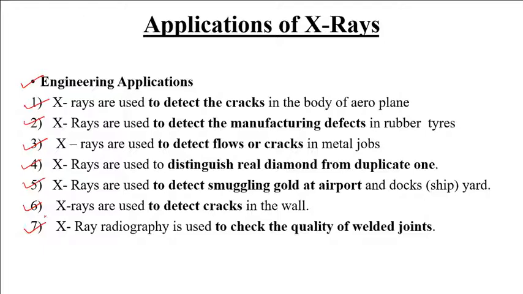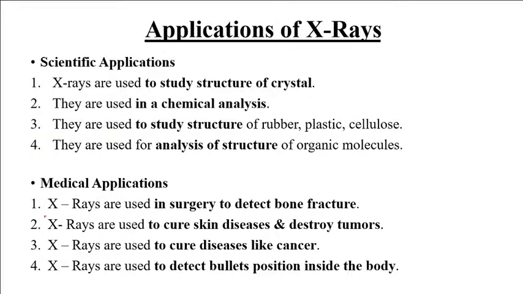Getting it? So it is very important regarding exam. Next is scientific application. X-rays are used to study the structure of crystal. They are used in chemical analysis. They are used to study the structure of rubber, plastic, cellulose, etc. They are used for analysis of structure of organic molecules. So these are some of the scientific applications of X-rays.